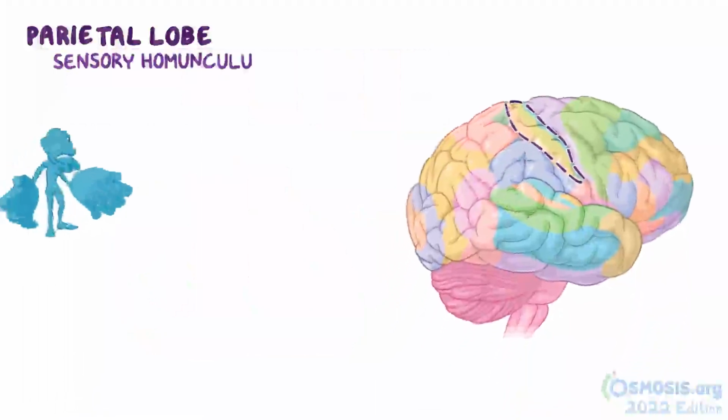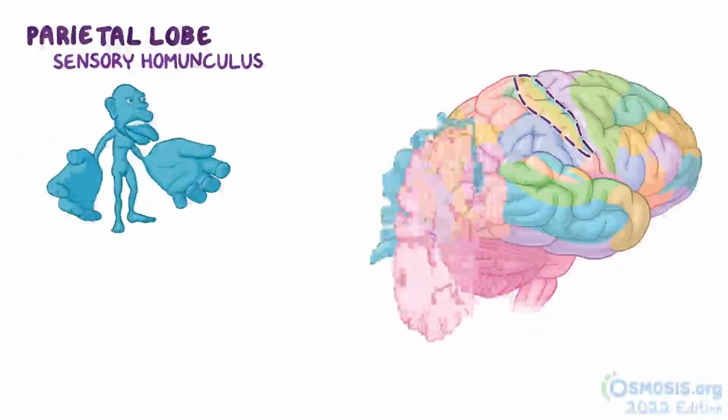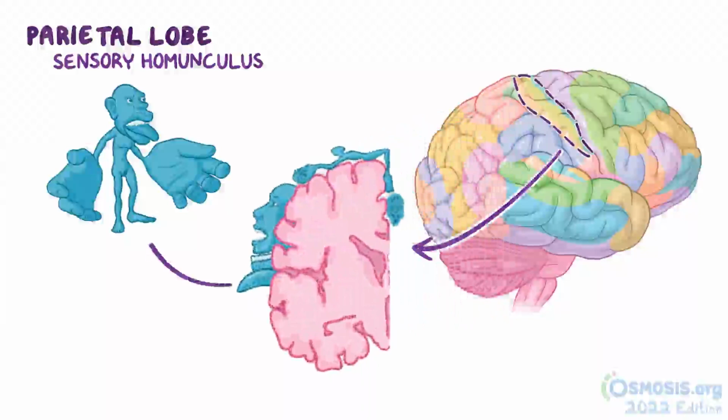The sensory homunculus is a visual representation of the proportion of sensory axons the primary somatosensory cortex allocates to a particular part of the body.